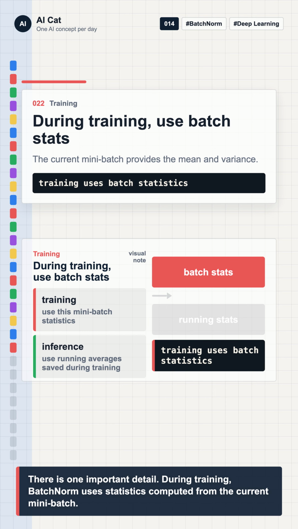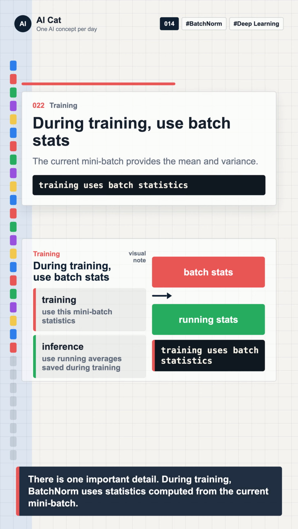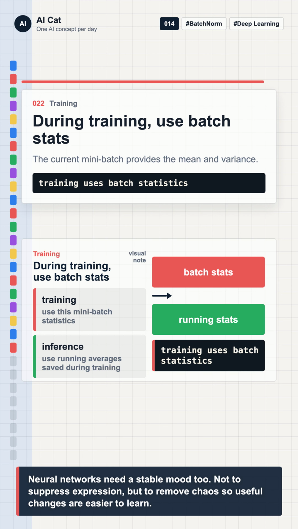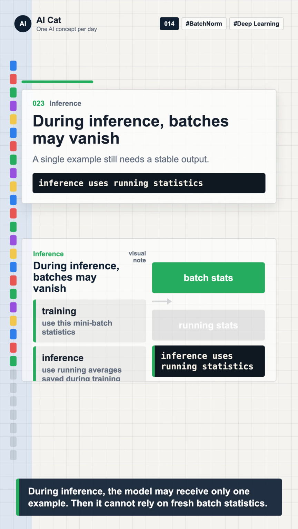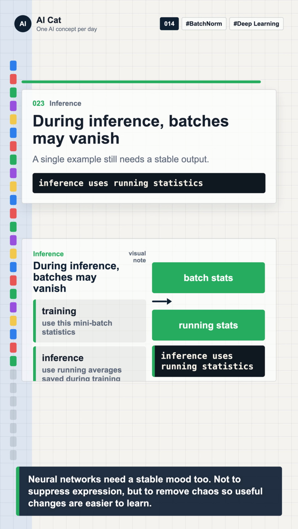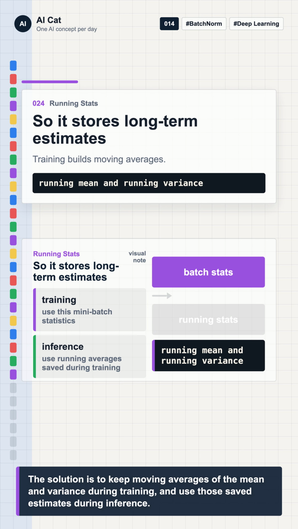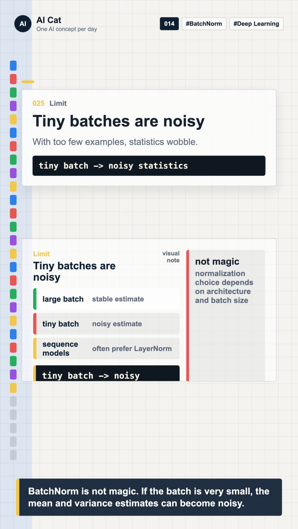There is one important detail. During training, batch norm uses statistics computed from the current mini batch. During inference, the model may receive only one example. Then it cannot rely on fresh batch statistics. The solution is to keep moving averages of the mean and variance during training and use those saved estimates during inference. Batch norm is not magic.